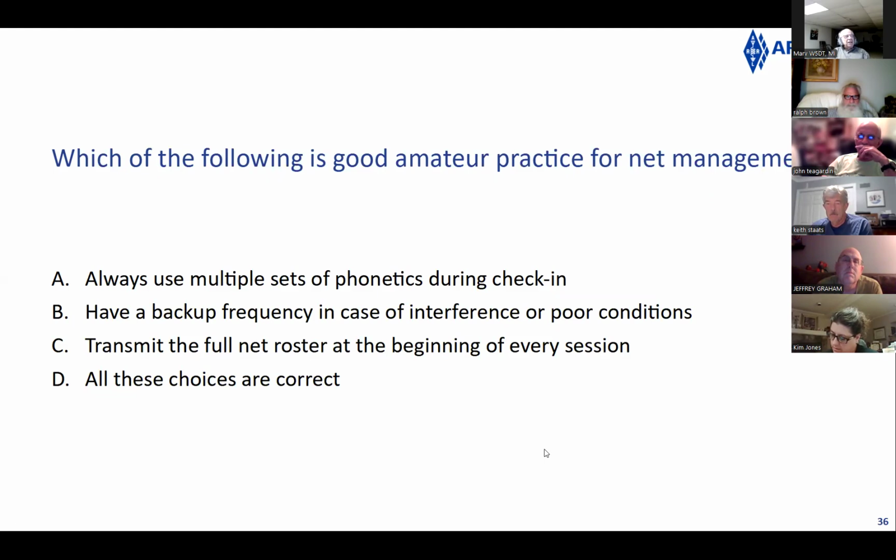Which of the following is good amateur practice for net management? A. Always use multiple sets of phonetics during check-in. B. Have a backup frequency in case of interference or poor conditions. C. Transmit the full net roster at the beginning of every session. D. All these choices are correct. Bravo. Yeah, B. Yep, B is it. Have a backup frequency.